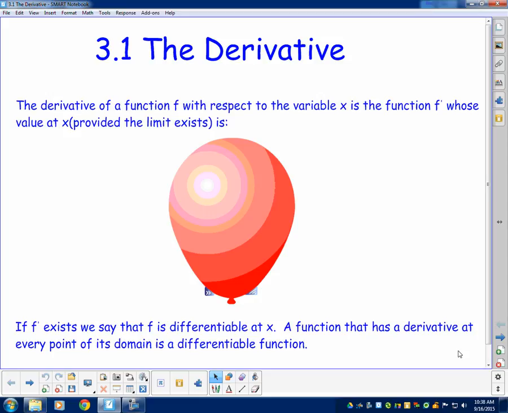So the derivative of a function f with respect to the variable x is the function f prime. I don't know if you can see that, but there's a little prime on there. We'll make it a little bigger. So it's f prime. That's how we indicate the derivative. So it is the function f prime whose value at x, provided the limit exists, is the following.